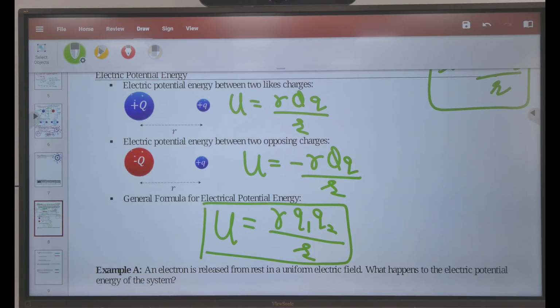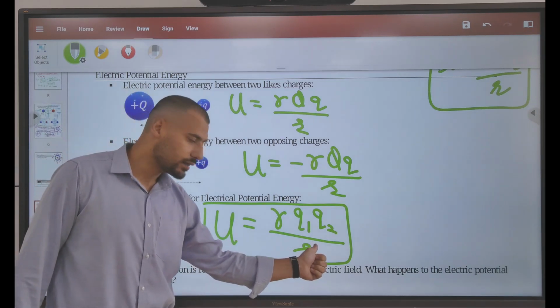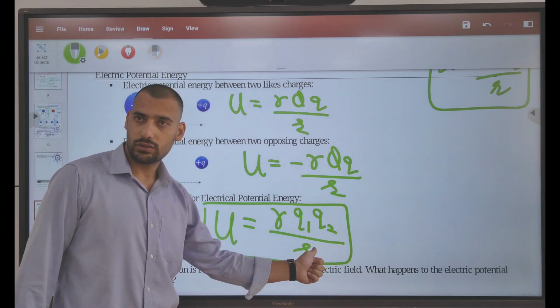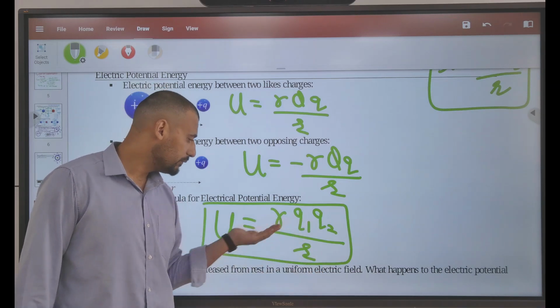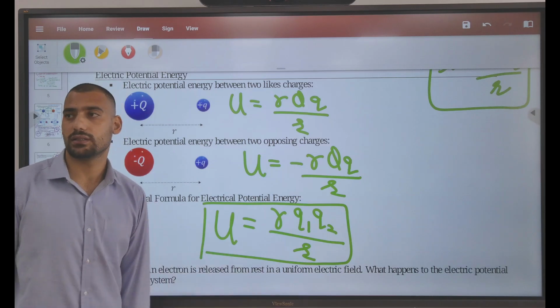The distance is r, no square in the distance. That is for the force. If it is squared, then it is for force. But we have potential energy, and it doesn't have a square in the distance.